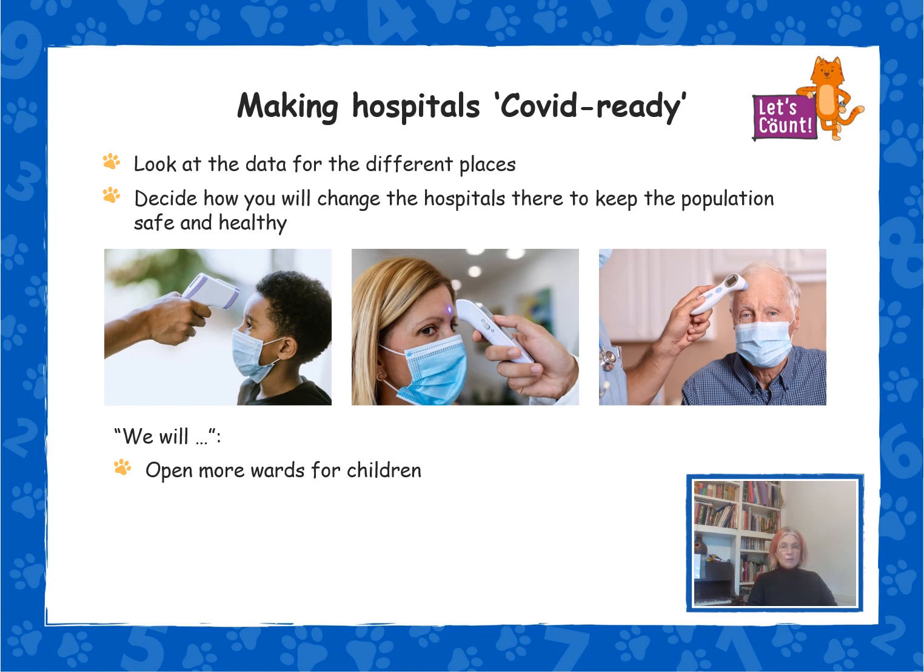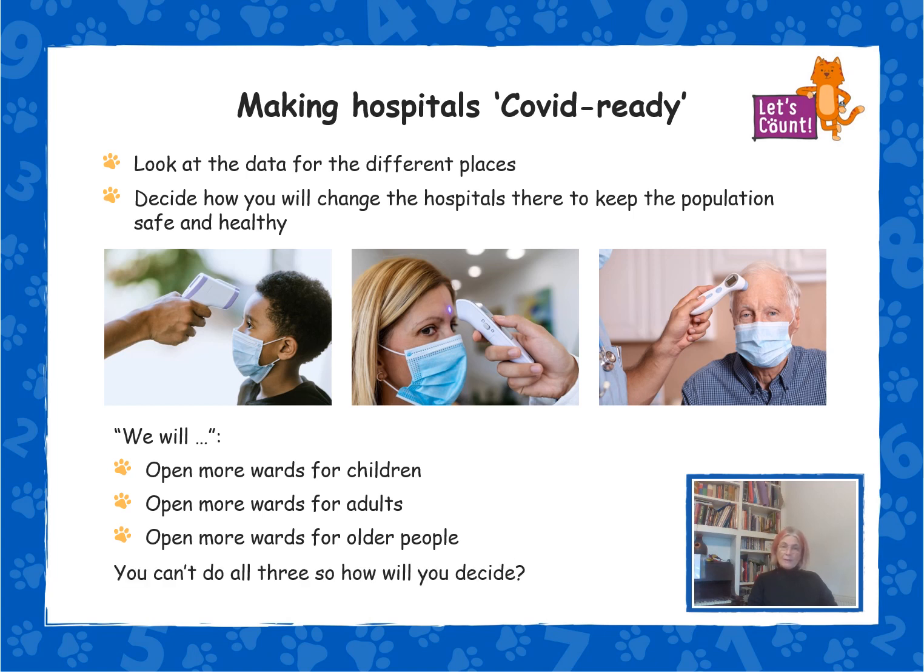Now, you can't do all 3 things, so you need to use the data to decide on what the most important change is that you need to make. You need to decide on the priority, the most important thing that needs to be done. Look at the data and complete the sentence "we will" with the option that you think is the priority for that area. How would you advise the hospital to make sure that they were ready to deal with more coronavirus patients if it was needed?